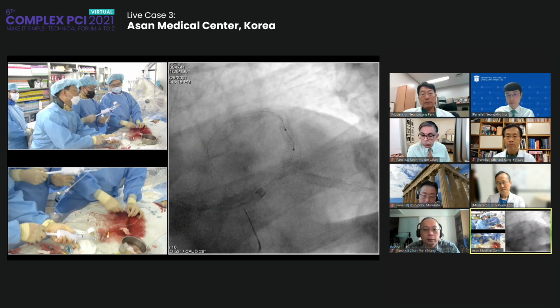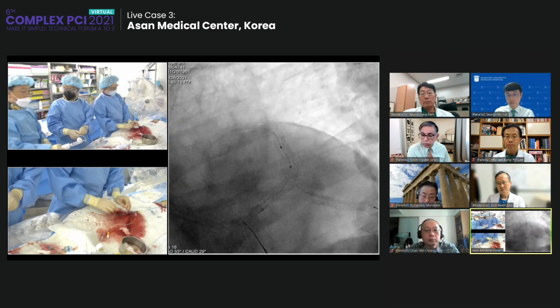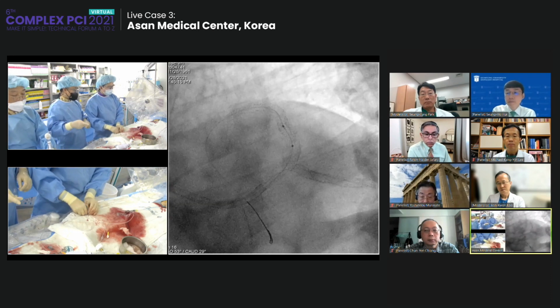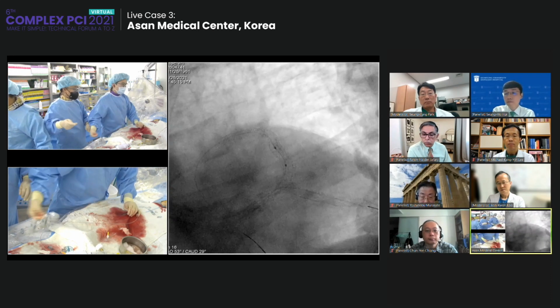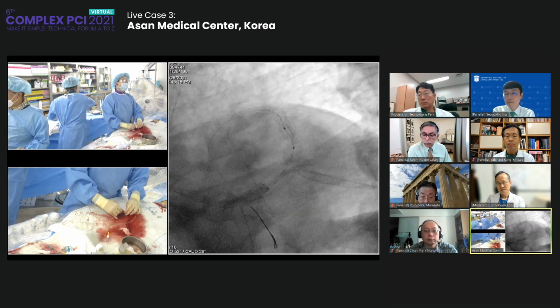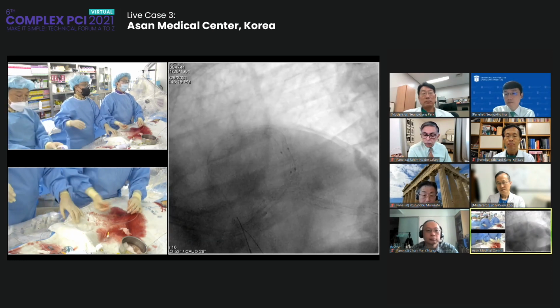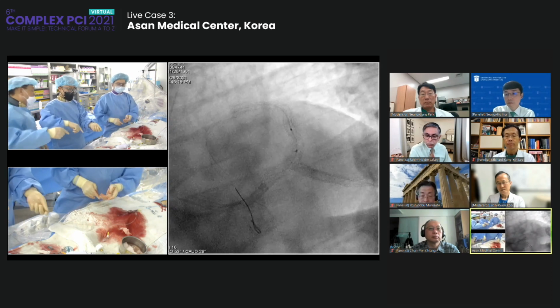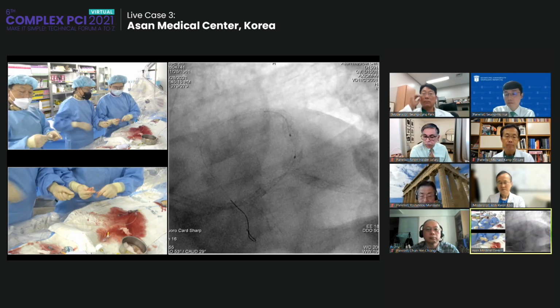Okay. There's some damage. We need a new wire, some damage. And you want 3.5? 3.5. You want? 3.5. Okay. The wire was kinking. Okay. 3.5 NC balloon. LED was 3.5. This is a new one, 3.5. Okay.